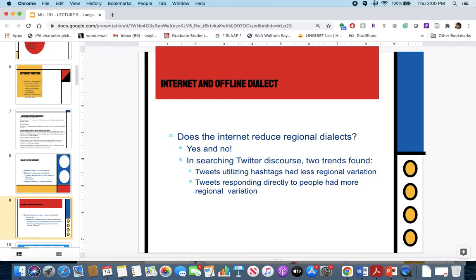And in searching, linguists use what's called corpus studies, and so what they're able to do is use big amounts of data to look at some of the trends. So they looked at tweets using hashtags had less regional variation. But if they were responding directly to people, they had more regional variation.